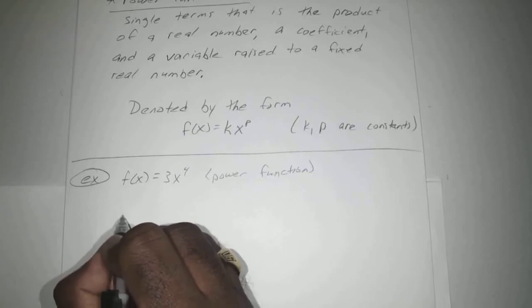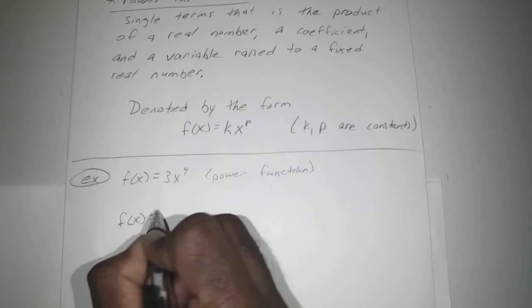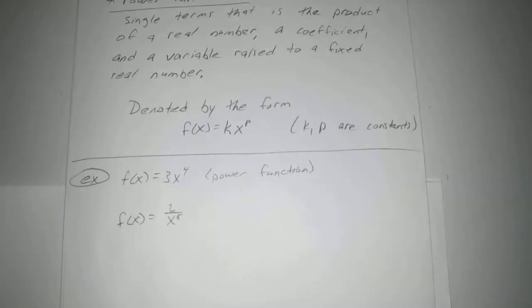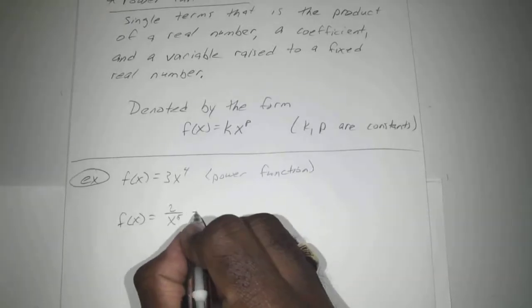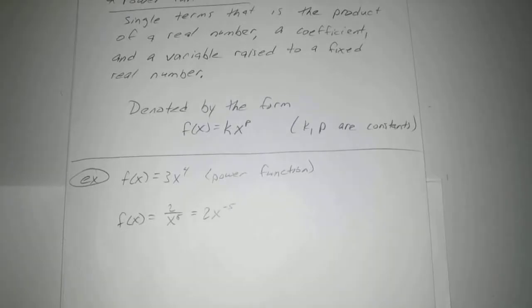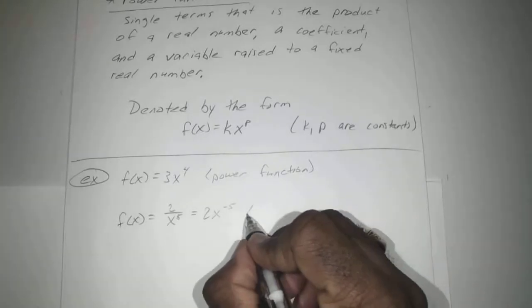Okay. So same with f of x equals 2 over x to the fifth power. That's a power function because you can rewrite it as 2 times x to the negative 5 power. So as long as you have that real number exponent, it's a power function.